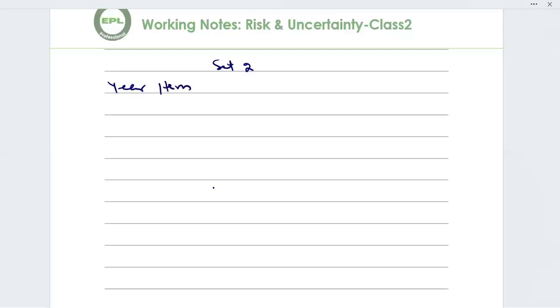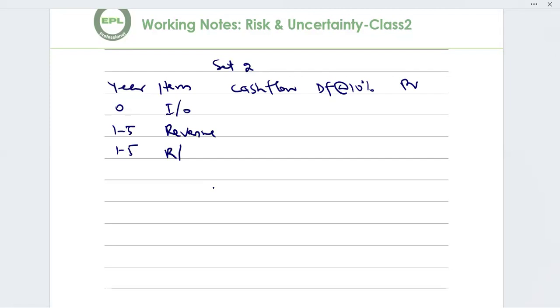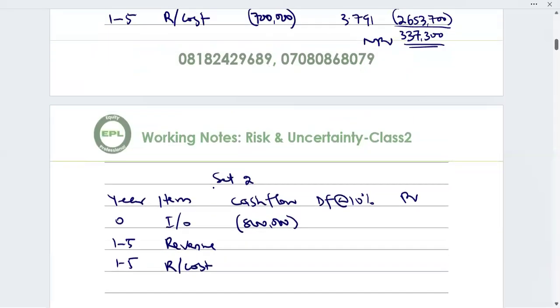Description of items, cash flow, discount factor at 10%. Then the present value, year 0, 1 to 5. Initial outlay, revenue, then running cost. 800,000 initial outlay.